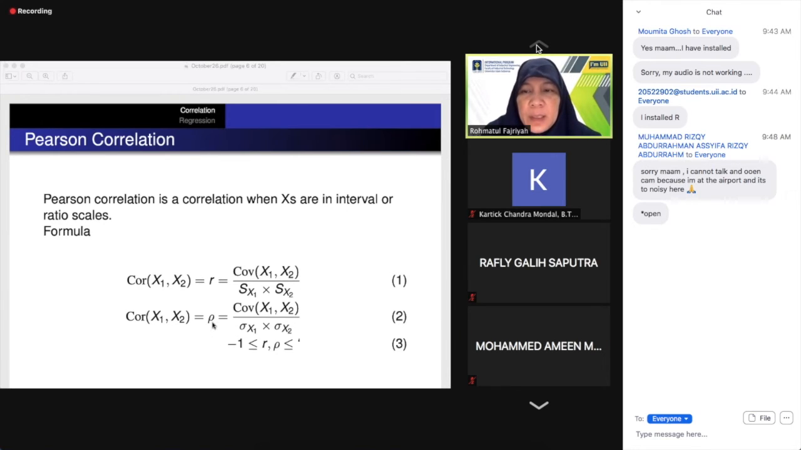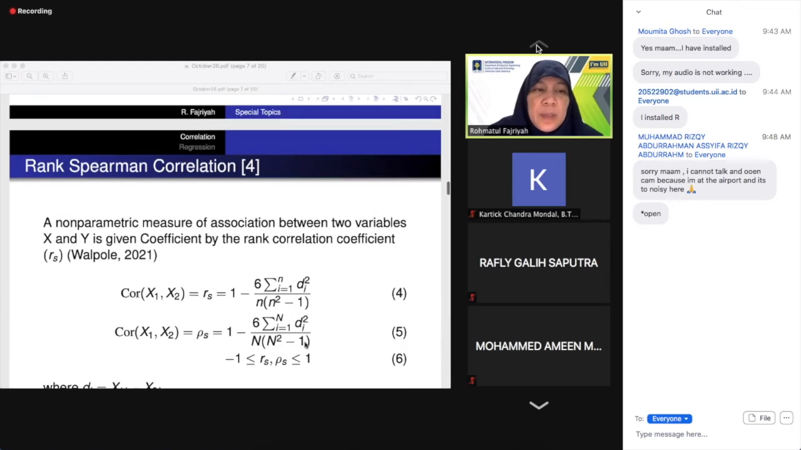And then for the population correlation, which is rho, the difference is in these parts here. You can see that this one is sigma. Sigma x1 means the standard deviation of the population for the first variable, and this one is the second variable. And for the third formula, there is one missing here, which is +1. So the correlation value has to be between -1 and +1. We can make the correction here.